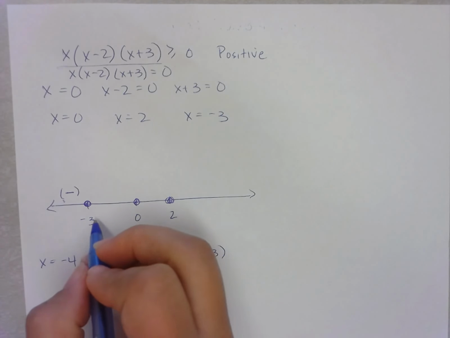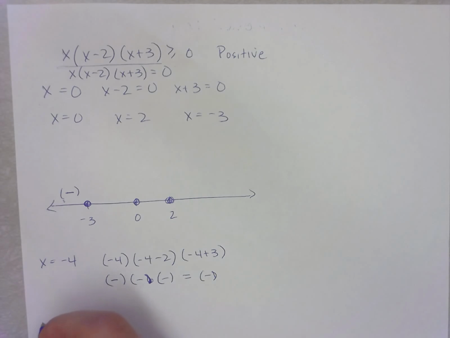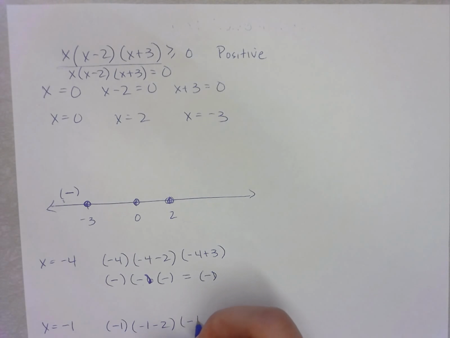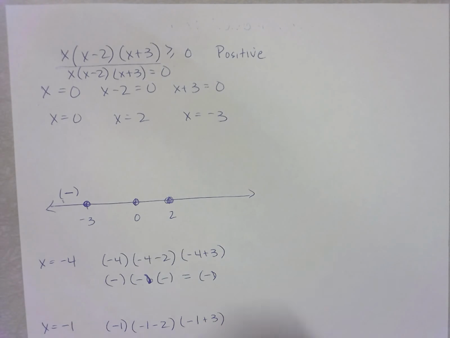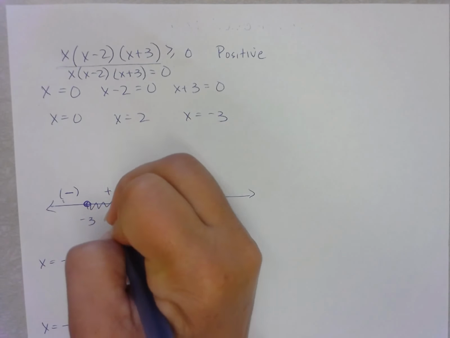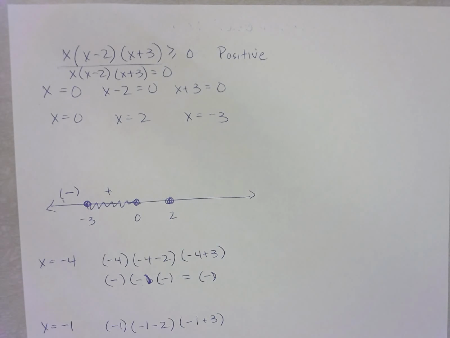So let me look at something between negative 3 and 0. Let me try x equals negative 1, it's a nice one. If I plug that in, then I'll have negative 1 times negative 1 minus 2 times negative 1 plus 3. All right, so this will be negative, right? That's a negative piece. Negative 1 minus 2 is still negative. And now negative 1 plus 3 is actually positive. And so these two negatives make a positive, times this positive is positive. So in this interval, I end up with positive. That means this is in fact part of my solution. So I'm going to go ahead and color that in.